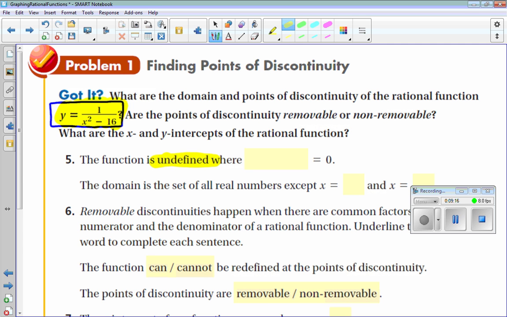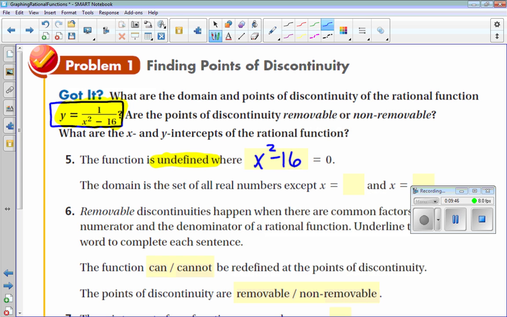Do I have any square roots to worry about? Chris, do I have any square roots in my equations to worry about? Any radicals to worry about? No. But I do have a fraction. So I need to worry about dividing by 0. I don't want to do that. So what would make x squared minus 16, you take your entire denominator, equal 0? Okay?